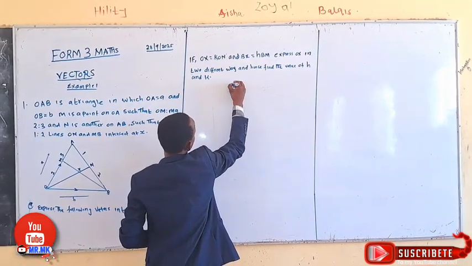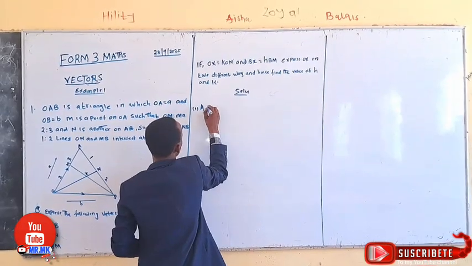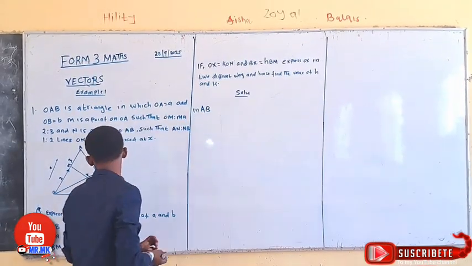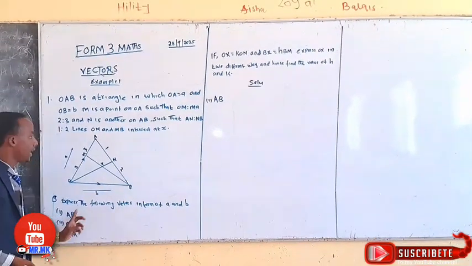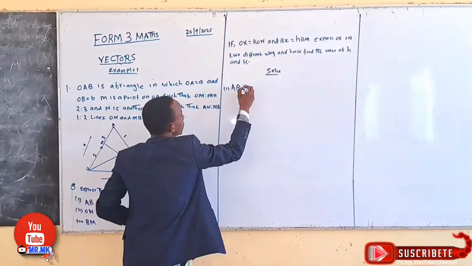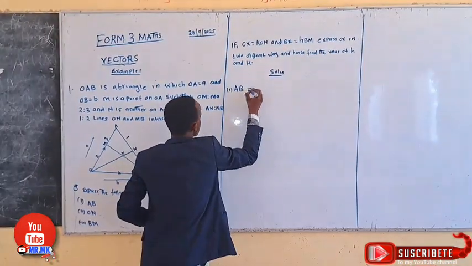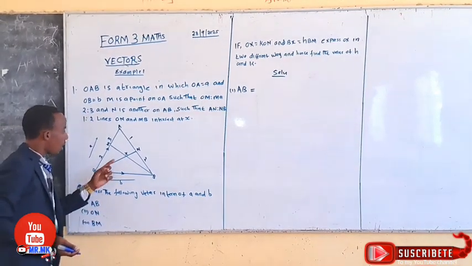Solutions. For Roman 1, let's solve this. Express the following vectors in terms of A and B. How do you draw this? Now we have said that this is vector A and vector B.